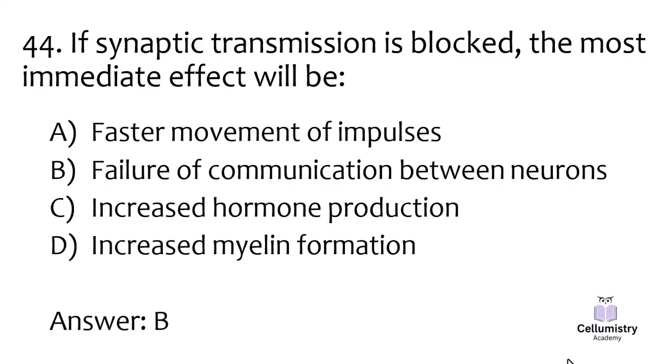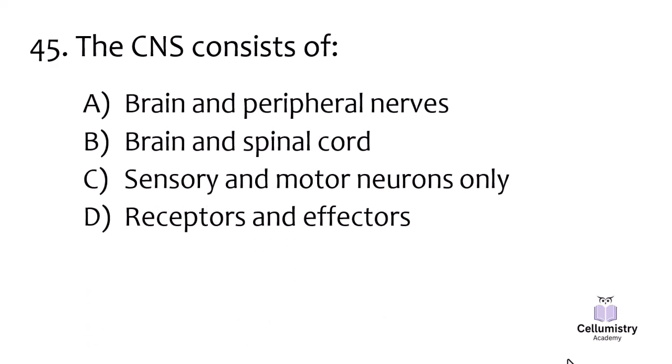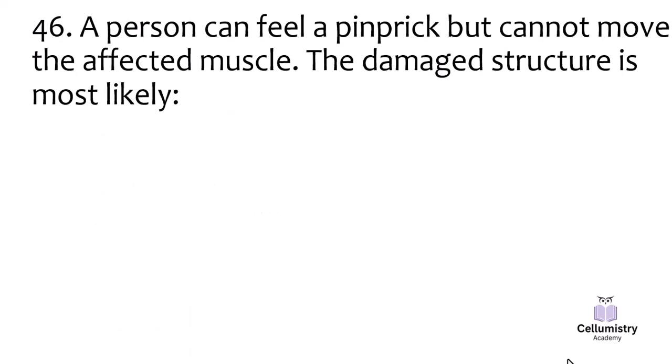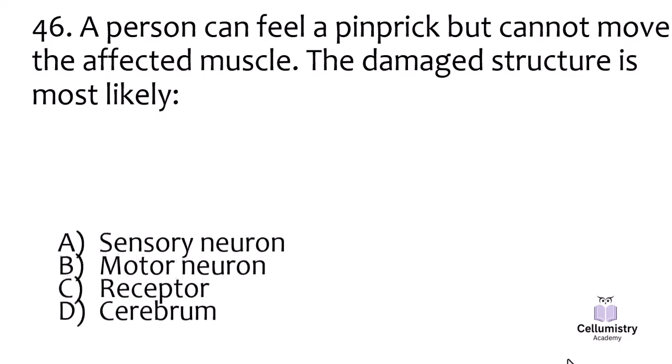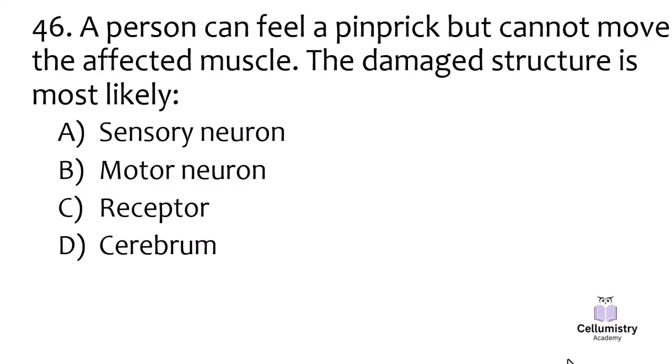If synaptic transmission is blocked, the most immediate effect will be. Answer is B. Failure of communication between neurons. The central nervous system consists of. Answer is B. Brain and spinal cord. A person can feel a pinprick but cannot move the affected muscle. The damaged structure is most likely. Answer is B. Motor neuron.